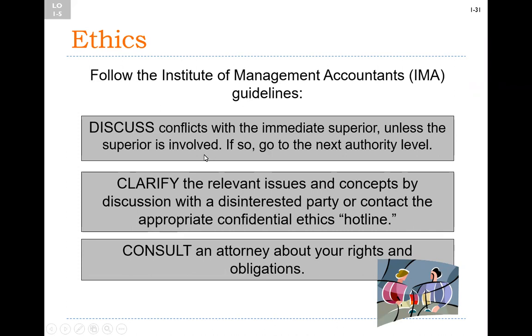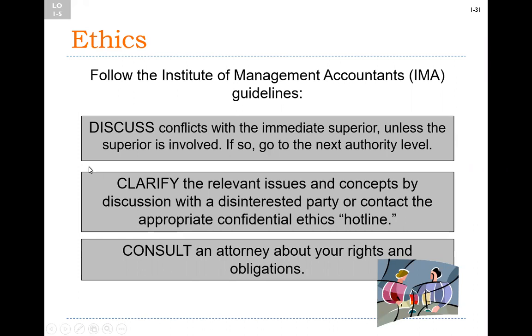And the IMA has guidelines on how to deal with ethical issues when they arise. So typically when they happen, you want to discuss the issue with the immediate supervisor, unless the immediate supervisor is involved. In some situations, you may discover that the immediate supervisor has been writing checks to himself. Well, you don't want to go to him and say, hey, you're writing checks to yourself. You go to the next person in line.